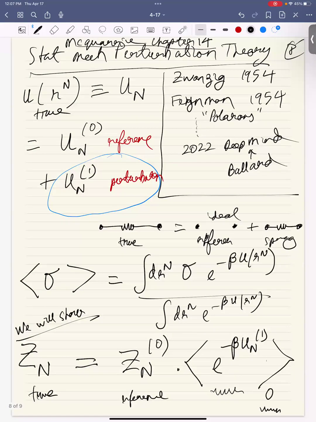Okay. So this is the relation. The relation between two partition functions can be calculated out by doing an ensemble average in this simpler partition function. If this ensemble average was in the true partition function, we would be hopeless. Nothing would work out. So let's prove this.